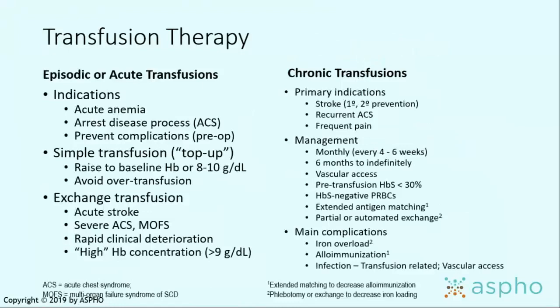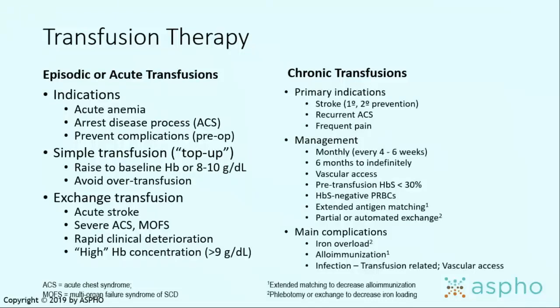Our other option that's a disease-modifying therapy is transfusion therapy. These can be episodic or acute. So when a patient presents to the hospital with an acute complication like acute anemia, acute chest syndrome, or they're going to have a surgery, we may give them an intermittent transfusion to correct the anemia, to stop the process in acute chest syndrome, or to prevent them developing acute chest syndrome when they're going to be receiving general anesthesia.